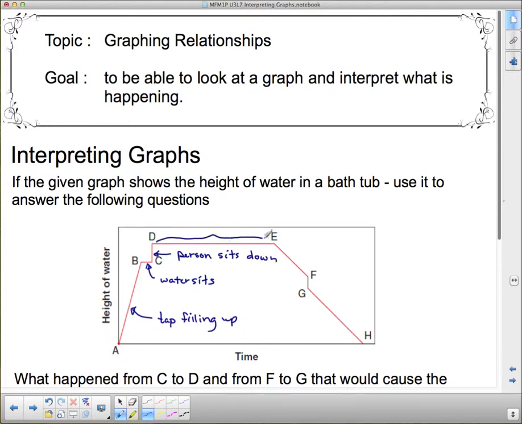From D to E is the actual bath, because a lot of time passes and not a lot of change. We pull the plug here. Pull plug. And when the plug is pulled, then the water starts to drain. And then right here, the person gets out. Person stands up. And then here, the water is continuing to drain. Okay, so those are all the things that happen on this graph.